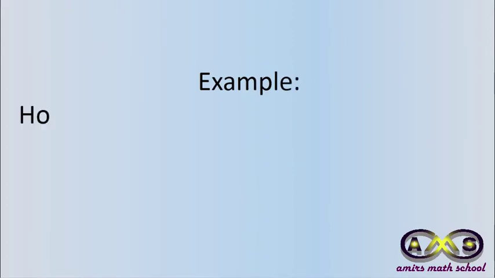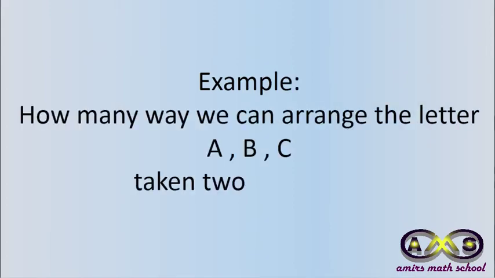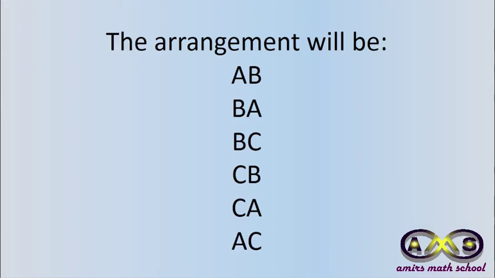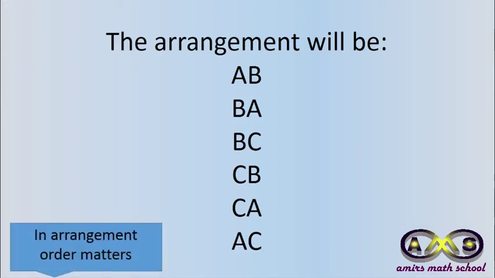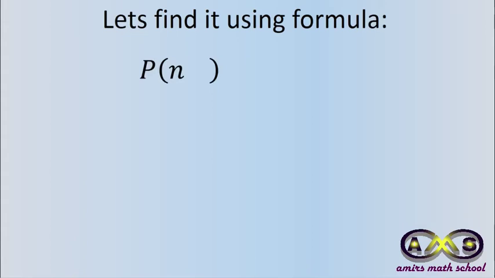As an example, how many ways can we arrange the letters A, B, C taken two at a time? If we manually arrange the letters, we will get AB, BA, BC, CB, CA, and AC, these six arrangements. And we know in arrangement order matters. Let's find it using the formula nPr, which is n factorial divided by n minus r factorial.